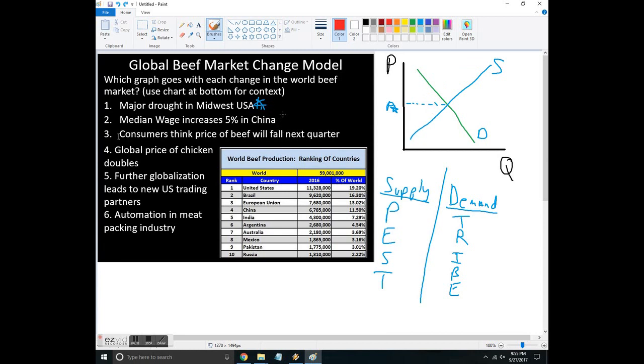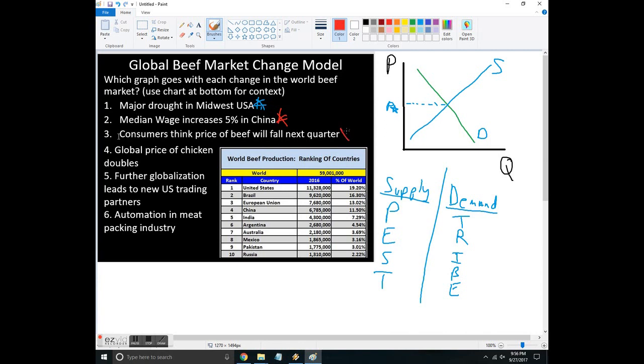Let's see if I can do it this way. Yes, okay. Median wage in China increases. So China, we're going to assume, is a big buyer of beef. Okay, so this is going to cause an increase in the demand, the global demand. This is the global market for beef. So it's going to push it up. I would probably argue that it's this one. Okay, you might say, no, that's actually pretty good. There's buyers that are getting wealthier and they might want beef, so that's going to be that answer for number two. Okay, let's erase that.